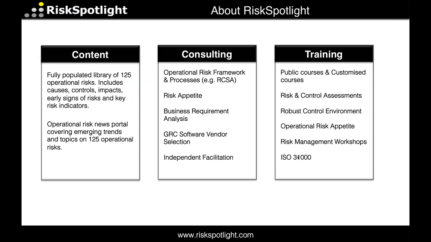About Risk Spotlight, we provide 3 areas of products and services. Our first key area is content, where firstly we provide a fully populated library of 125 operational risks for small and medium-sized banks. And in this library, with each of the 125 operational risks, we provide a list of common causes, controls, impacts, early signs of risk, and key risk indicators.